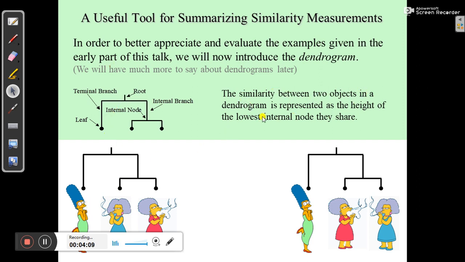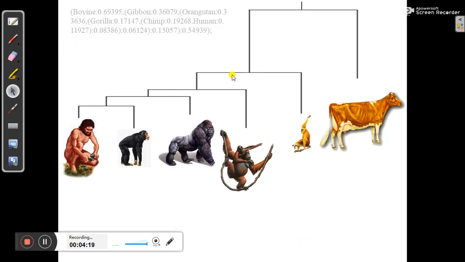The similarity between two objects in a dendrogram is represented as the height of the lowest internal node they share. Again, here you can see another dendrogram. It shows the similarity of this human being with the chimpanzee and other predecessors, how they are similar and how they are dissimilar with the cow. So we can see this dendrogram as a measurement of the similarity between a human being and any animal. The farther we go, the more dissimilar they are.